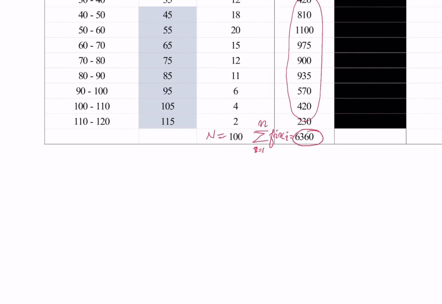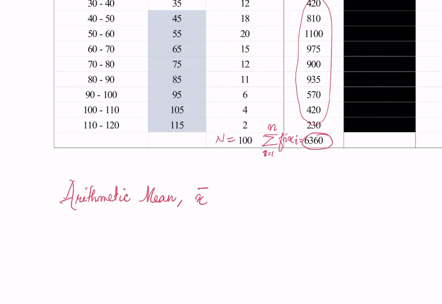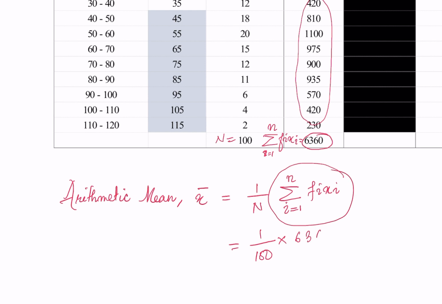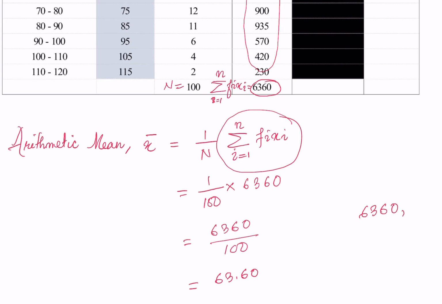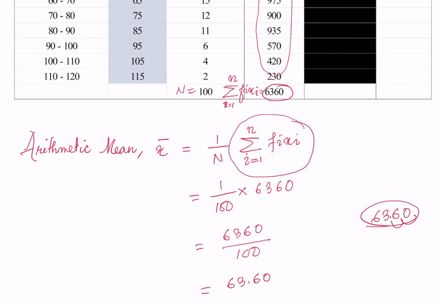Now how to find the arithmetic mean? Let us write down the formula first. X bar equals 1 by n, summation i goes from 1 to n, fi xi. So we know that the value of n is 100, into what is the value of this total? 6360. Now divided by 100, we have 6360 divided by 100. When we divide by 100, we get 63.60. How? Because to divide by 100, you just need to shift the decimal point 2 places to the left. So this is how we divide by 100. So 63.60 is the arithmetic mean.